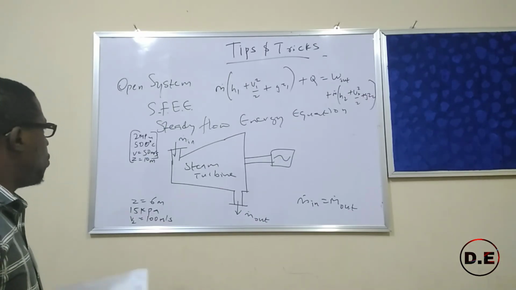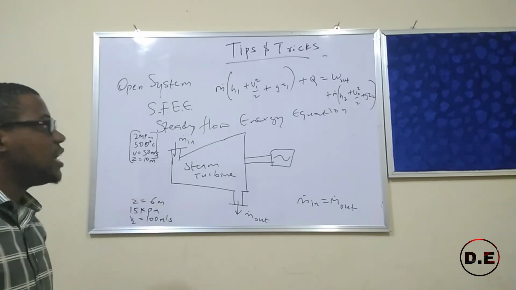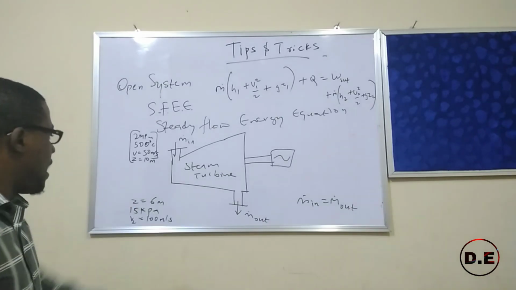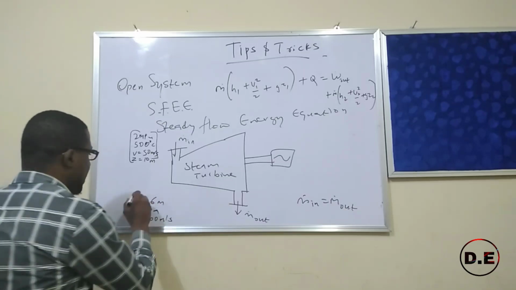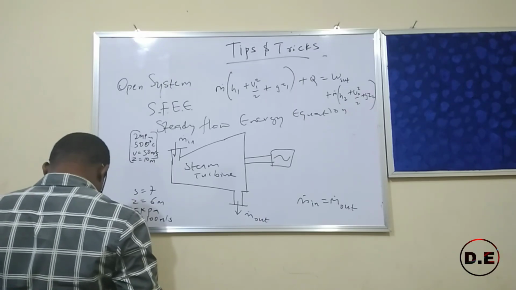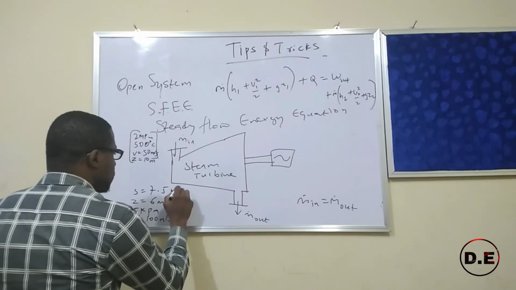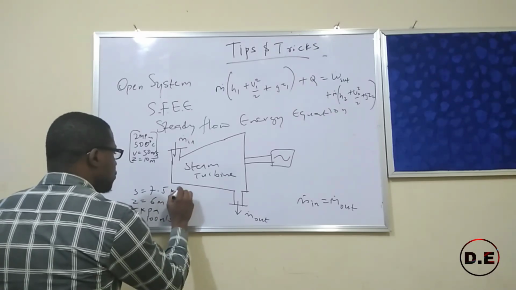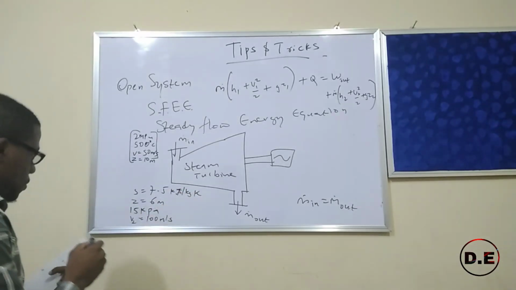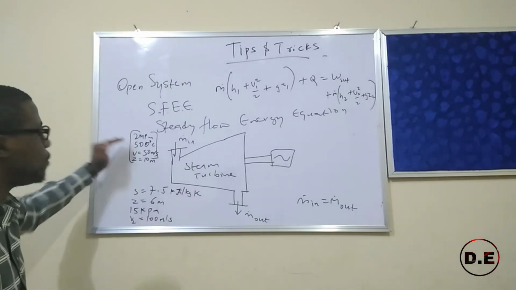So now the first thing we have to get is our h at the inlet and our h at the outlet. How do we do that? Now to get the h at the outlet, let's also say we are given the entropy at the outlet to be, say, 7.5 kilojoules per kilogram Kelvin. Okay, good.